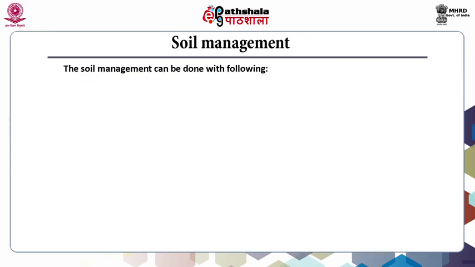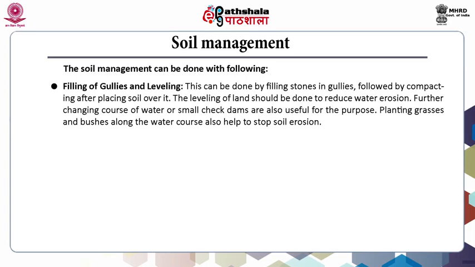The soil management can be done with the following. Number 1, filling of gullies and leveling. This can be done by filling stones in gullies, followed by compacting after placing soil over it. The leveling of soil should be done to reduce water erosion. Further, changing the course of water or small check dams are also useful for the purpose. Planting grasses and bushes along water courses also helps to stop soil erosion.